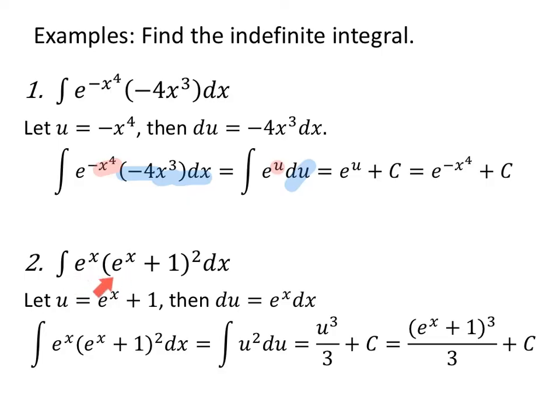Just because you see an e to the x inside the integrand doesn't necessarily mean we're going to have an e to the u integral, right? Our substitution could make that irrelevant until the very end, after we reverse our substitution.